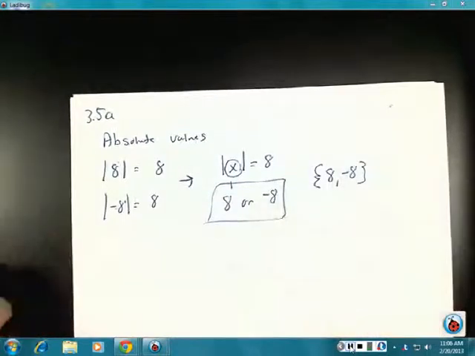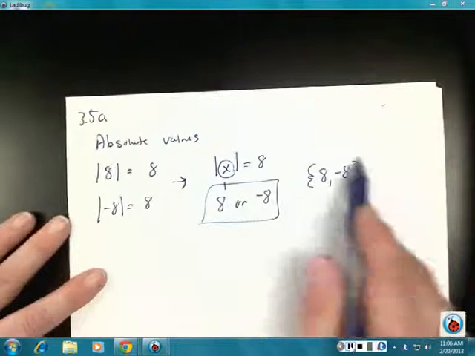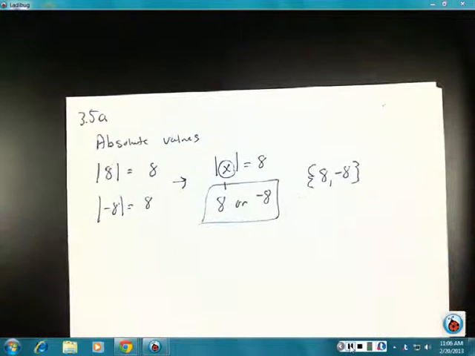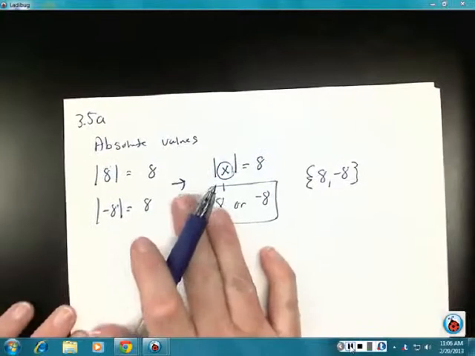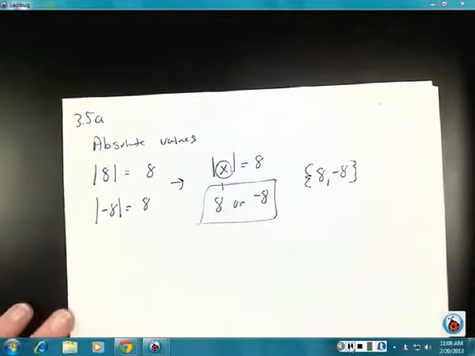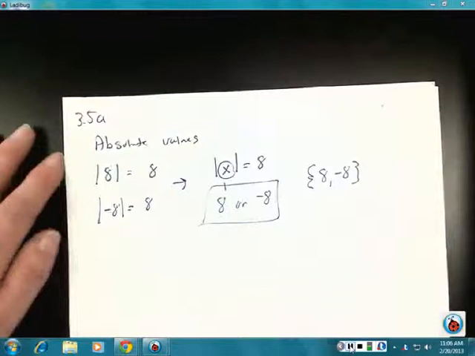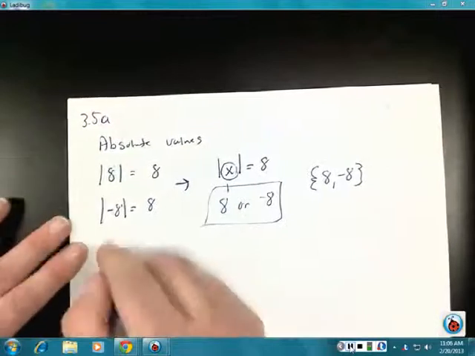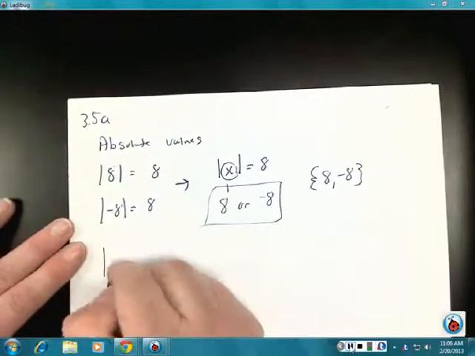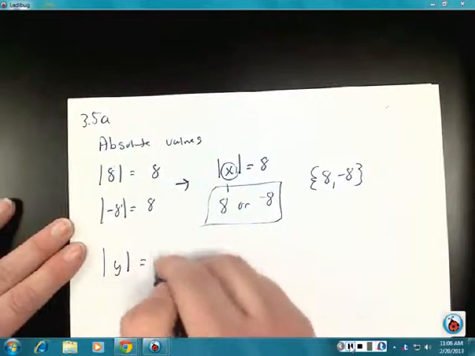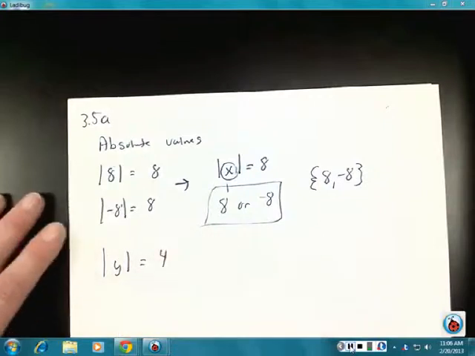So you're going to get into some set notation type stuff in these. There's no inequalities in the absolute value stuff yet. That's next week, but not today. So if you had the absolute value of y equals 4, what could my possible answers be?